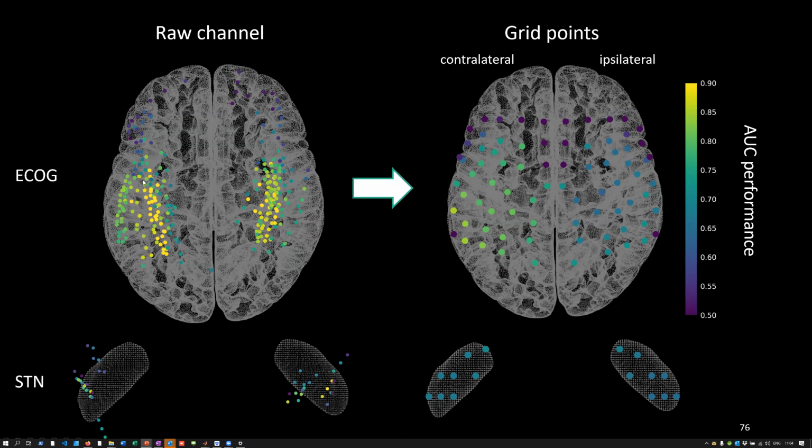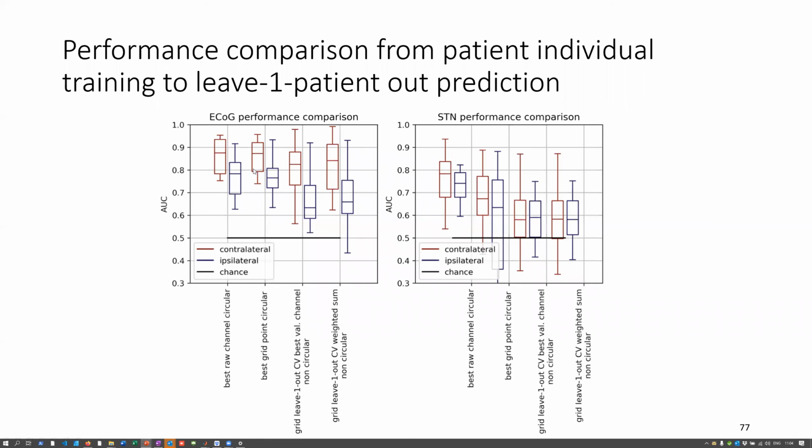And here you can see the performance of a random forest classifier identifying the presence of movement from cortical versus STN signatures. Now the difficulty in this task, trying to train a model that performs across patients, is that each of these strip locations from different patients are in different locations, and that means that you never have the exact same activity pattern because each implant trajectory is different. And we have created an approach with spatial interpolation of the individual locations to common grid points, and we could show that this approach is performing similarly well compared to using the original raw channels.